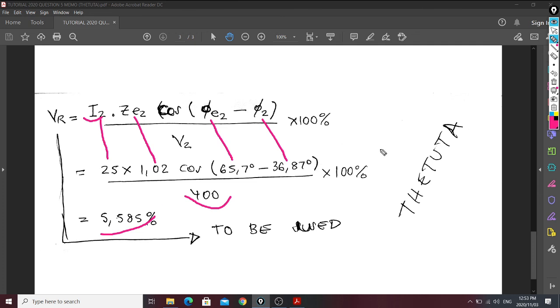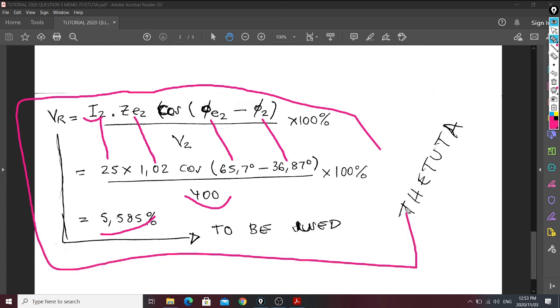But I will suggest you to use this formula always when you have to calculate the voltage regulation, so that it's straightforward. That's all about the voltage regulation.